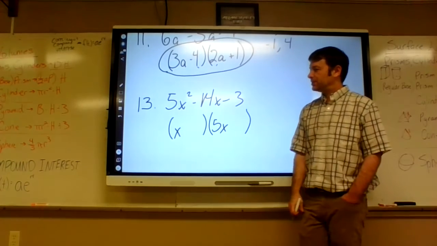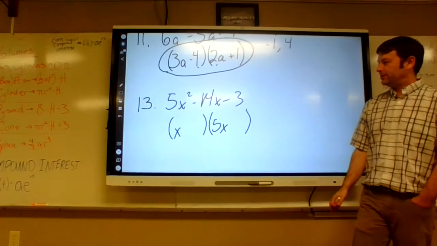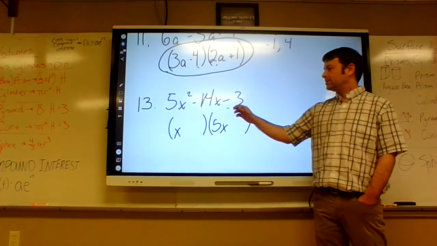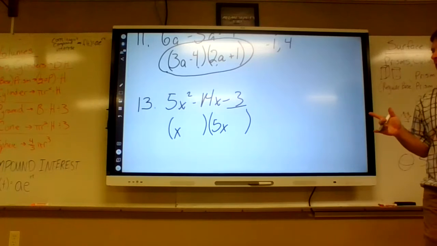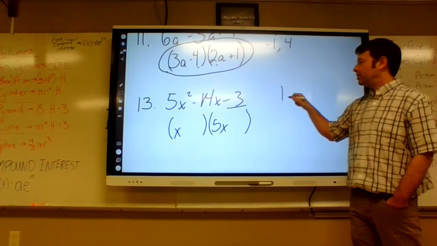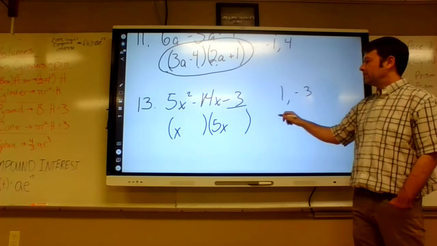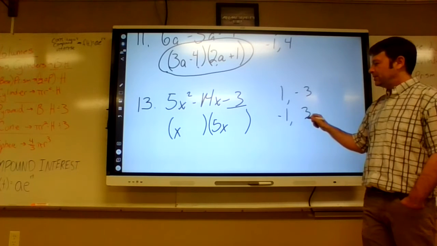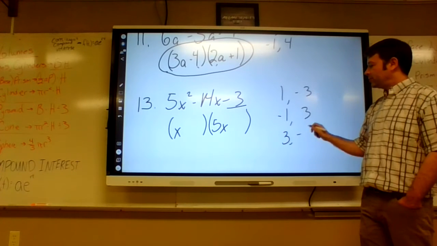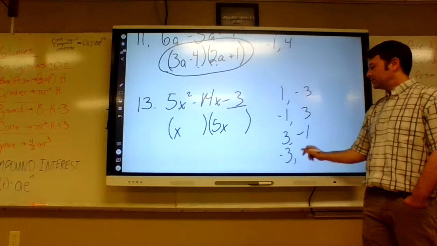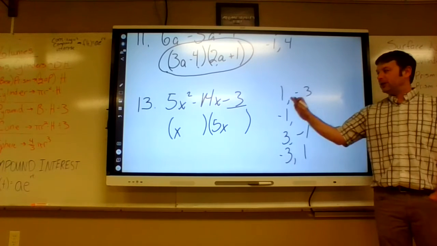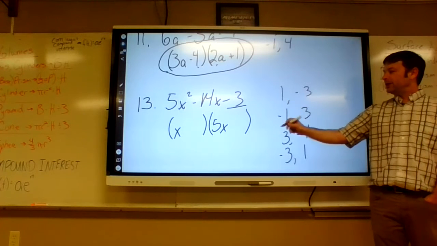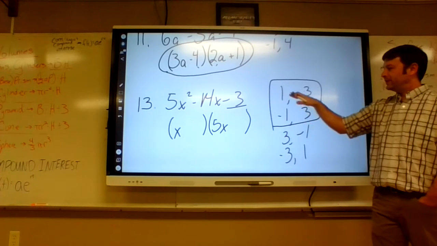Okay, this is going to be a lot easier. Do you guys know how I know? Because 3 is a prime number, which means what? Only 1 and 3. Well, actually it's 1 and negative 3, or negative 1 and 3, or 3 and negative 1, or negative 3 and 1.